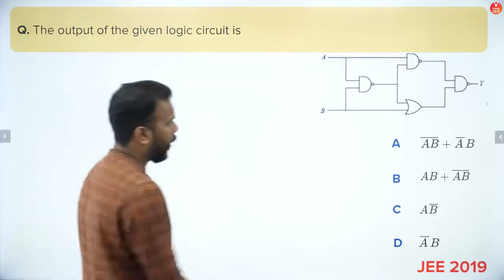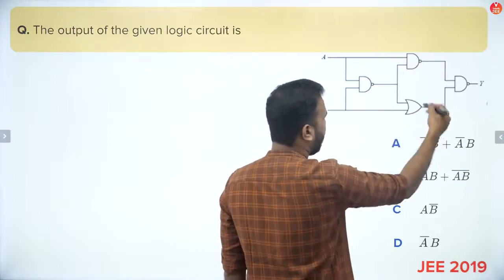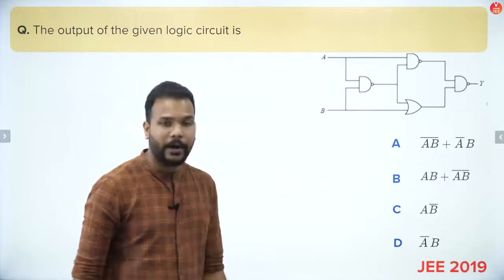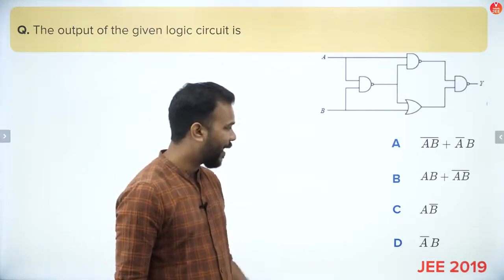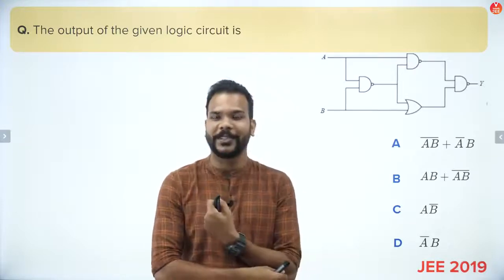All I can tell you is that this one is a NAND gate, this is also a NAND gate, this is an OR gate, and this is a NAND gate. So there are 3 NAND gates and 1 OR gate being connected, and you have to find out the value of the output in terms of A and B. And yes, you can see again a question from JEE 2019.